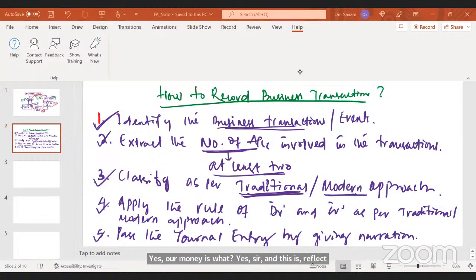Selling of goods, rupees 5,000. So it is also a business transaction because it is also meant in terms of money. So the first step is over.